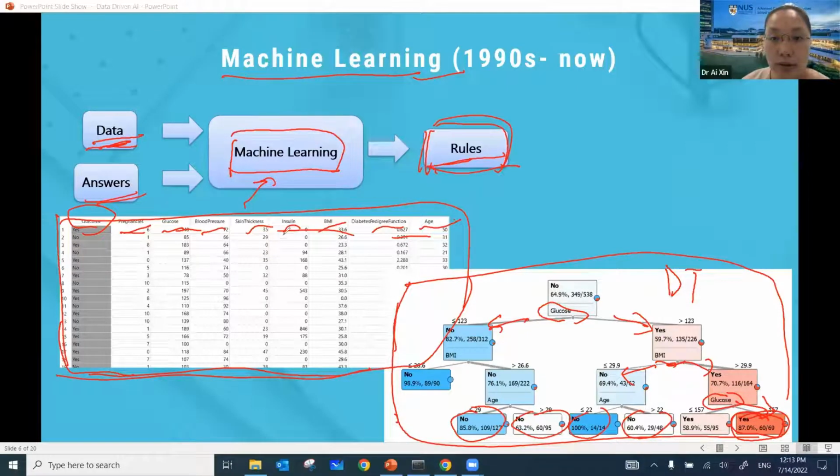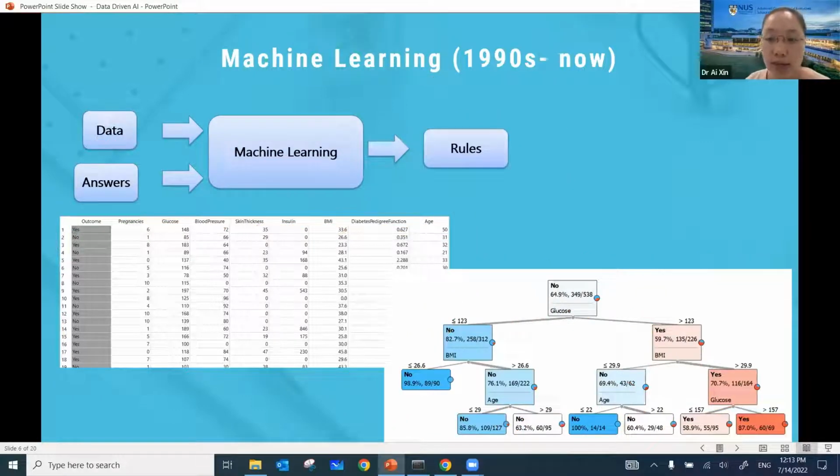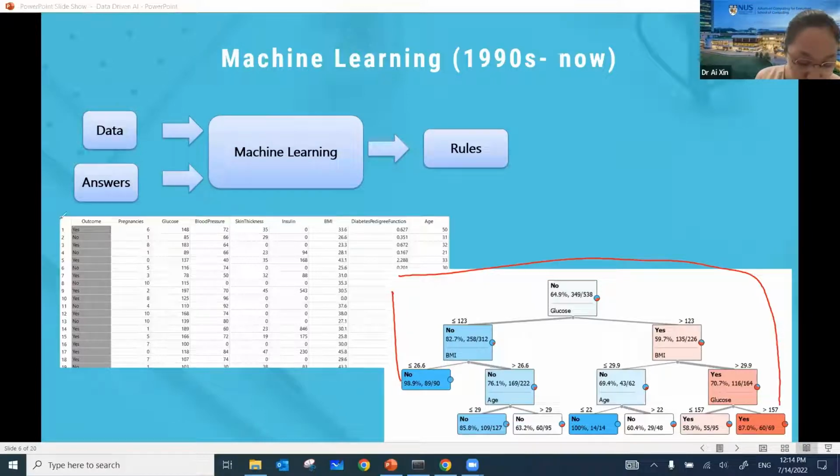So that's how machine learning works. What we want to emphasize here is that you learn the rules. All those rules are not hard-coded, they are learned from the data. If you feed in another set of data into the machine learning model, it may learn some other rules. If you add in more data, it may update the model accordingly.